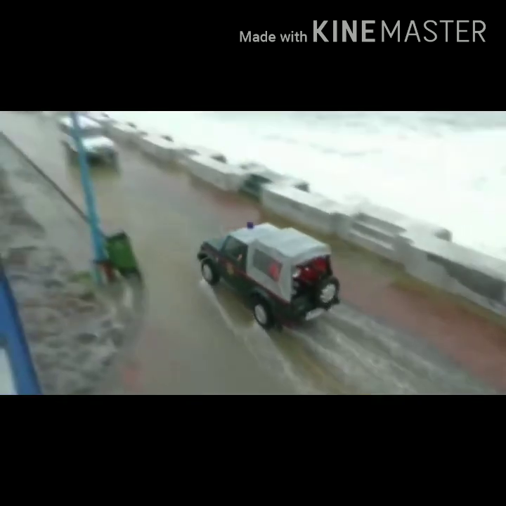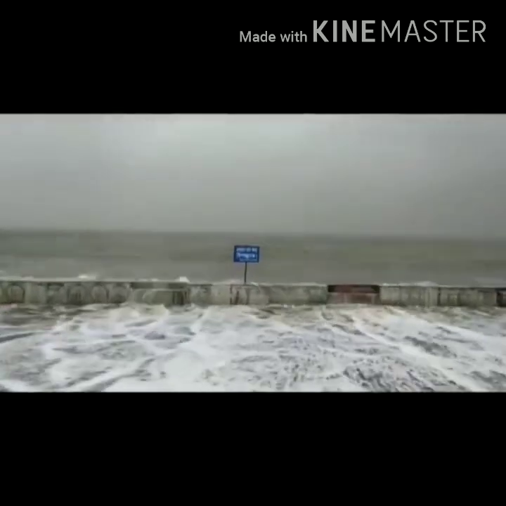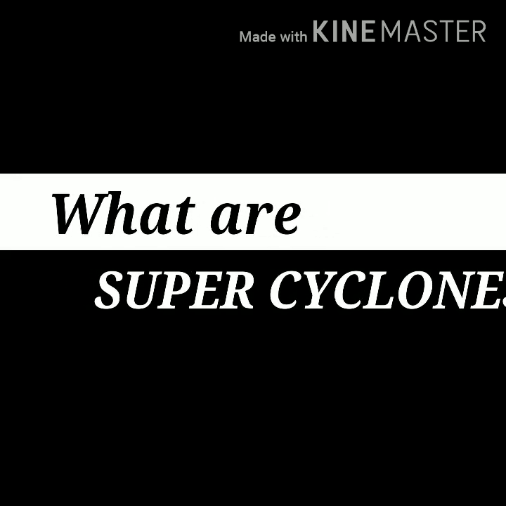Amphan is the first cyclone of the 2020 cyclone season of the North Indian Ocean, which has already been a supercyclone that has hit the eastern coast of Bay of Bengal very badly. Let us understand what are supercyclones.